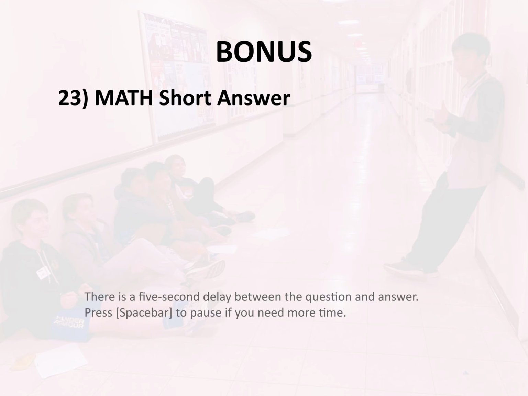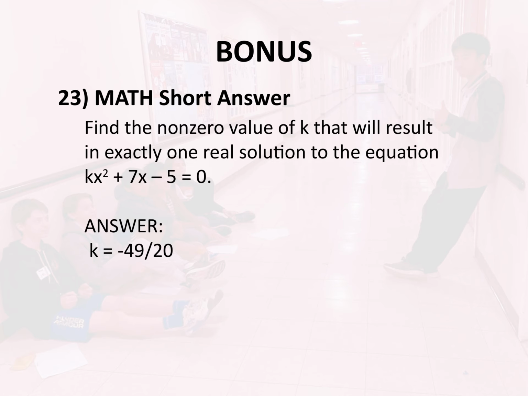Bonus 23. Math. Short answer. Find the non-zero value of k that will result in exactly one real solution to the equation kx² + 7x - 5 = 0. Answer: k equals negative 49 over 20.